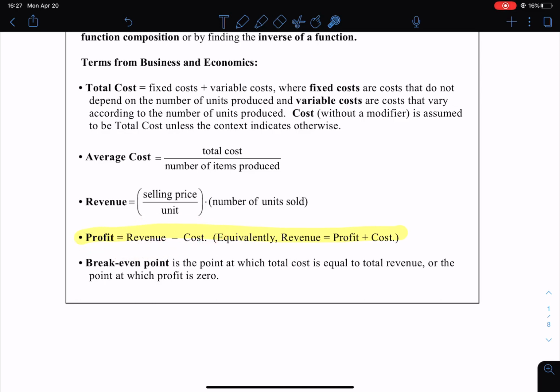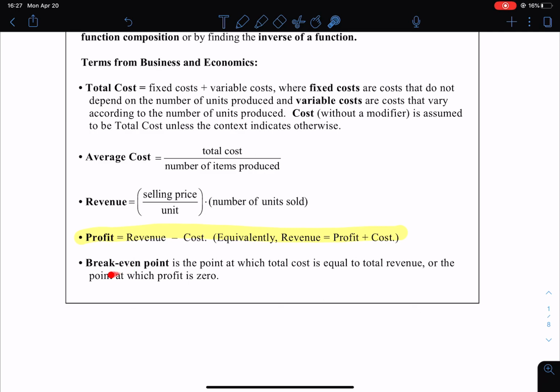Similarly, if we add cost on both sides, then we have revenue is profit plus cost. So make sure you understand: if I ask you what the profit is, you know it is just the revenue minus cost. And when I ask you what the revenue is, then you know it is the profit plus cost. Revenue and profit are similar concepts, so make sure you know the difference. Profit is revenue minus cost. Revenue is profit plus cost.